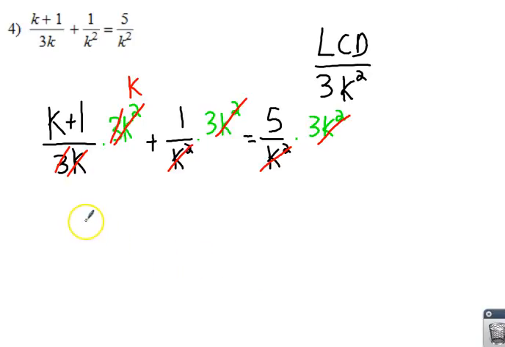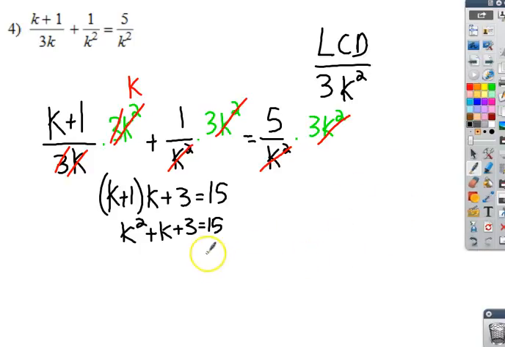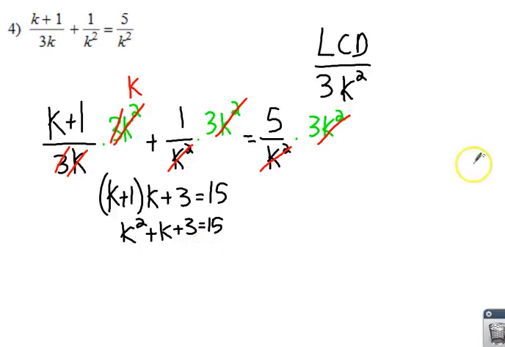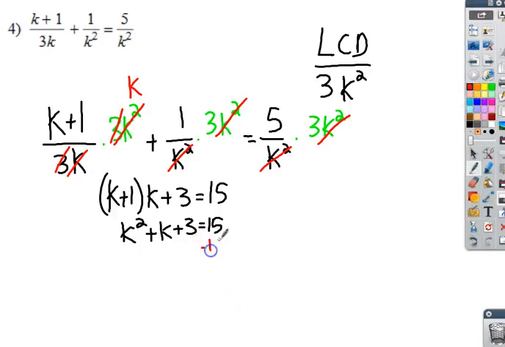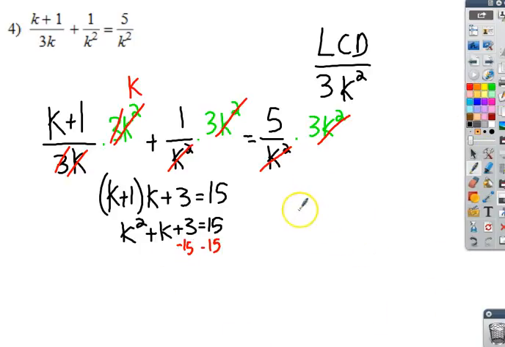Now, here is where I end up, rather. Distribute here, and I get k squared. Oh my, I have a k squared for once. Neat. When you have a squared term, that immediately screams you set it equal to 0. So let's drag this 15 over, shall we? Let's do that. And I'm left with this right down here.